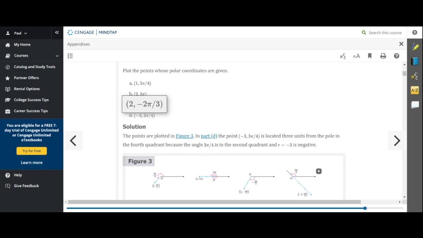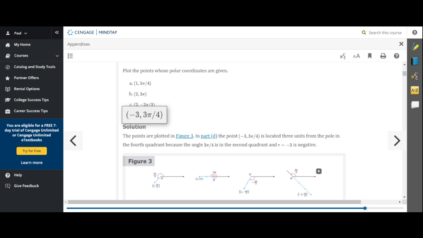Are there any questions on the third picture? All right, well, then let's go to the fourth polar coordinate. The fourth polar coordinate has a radius of negative 3 and the angle is 3 pi over 4.